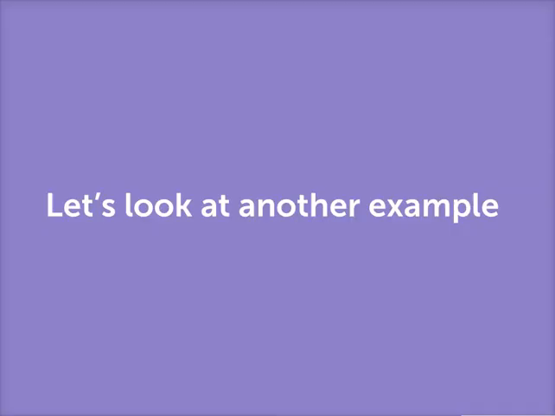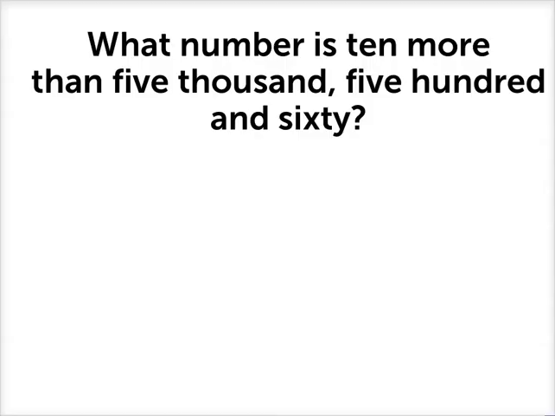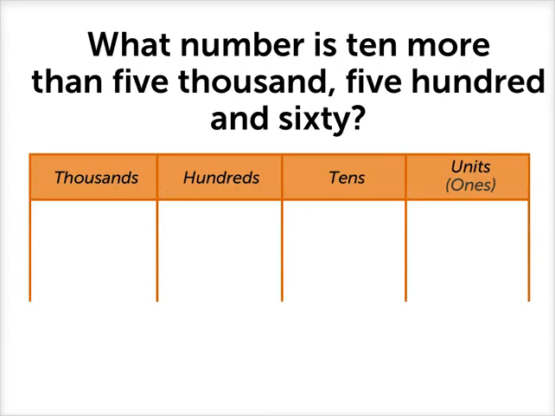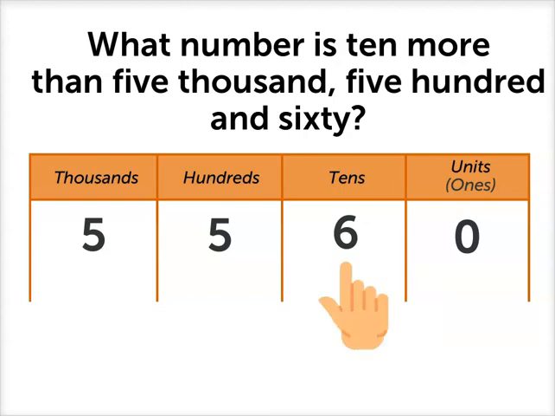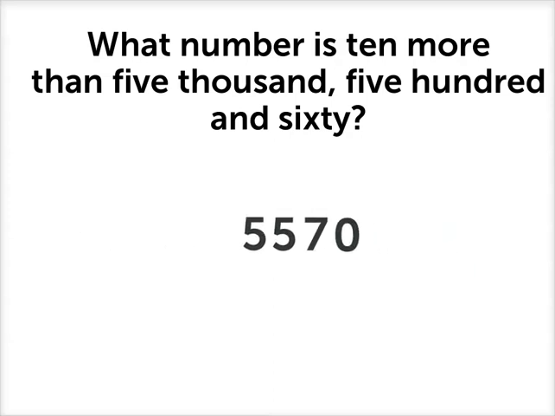Let's look at another example. What number is 10 more than 5,560? Let's start by writing that in our place value table. 5,560 means there are 6 tens and we use the 0 as a place value holder. Now we want to know the number that is 10 more than this. That means we're going to add an extra 10, which means the number in our tens column will change. Instead of 6 tens, there will now be 7 tens. So the number that is 10 more than 5,560 is 5,570.